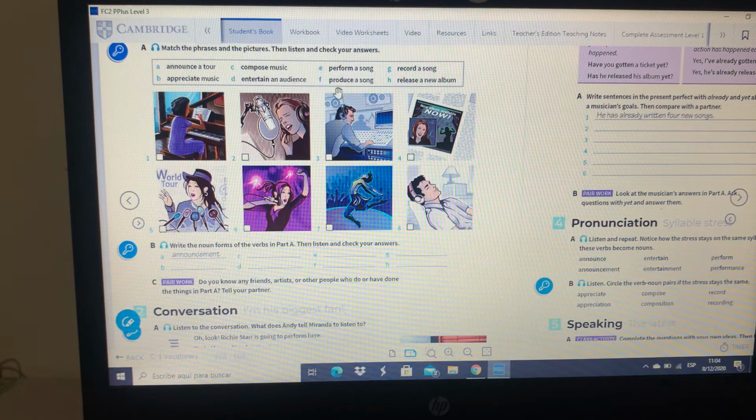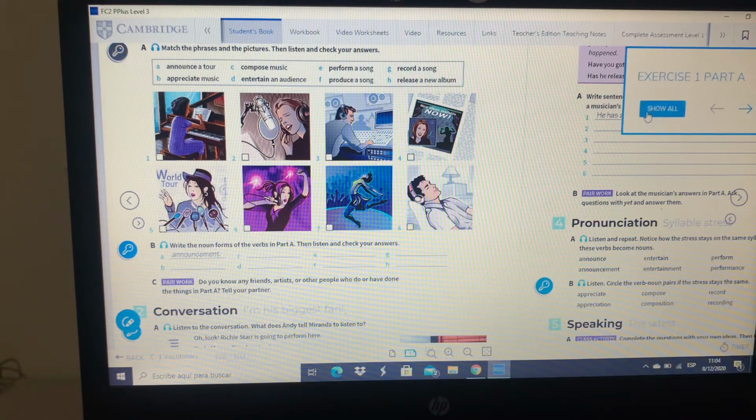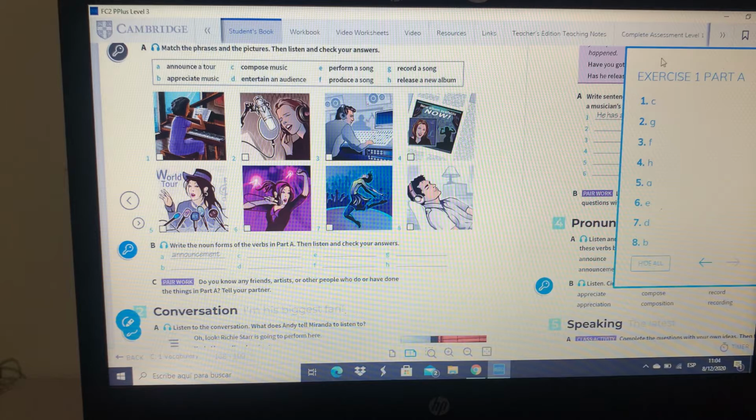Produce is the person who produces. You know that an artist needs a producer. It could be a person or a company. Record is when they go to a studio and they record the song. Release a new album is when the album is going to be sold. Here you can see the match. That is this.